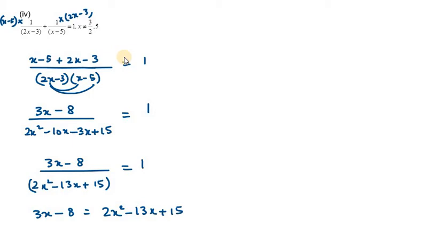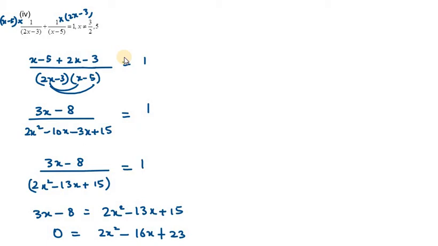So value remains the same here. Now we will rearrange this equation to get the equation out of it. So I will take 3x minus 8 to the right hand side. So when I take this, I will get minus 13x minus 3x. So it will be minus 16x. Now minus 8 needs to be taken to right hand side again. So it will be plus 8. So 15 plus 8 is 23. So we have this equation.